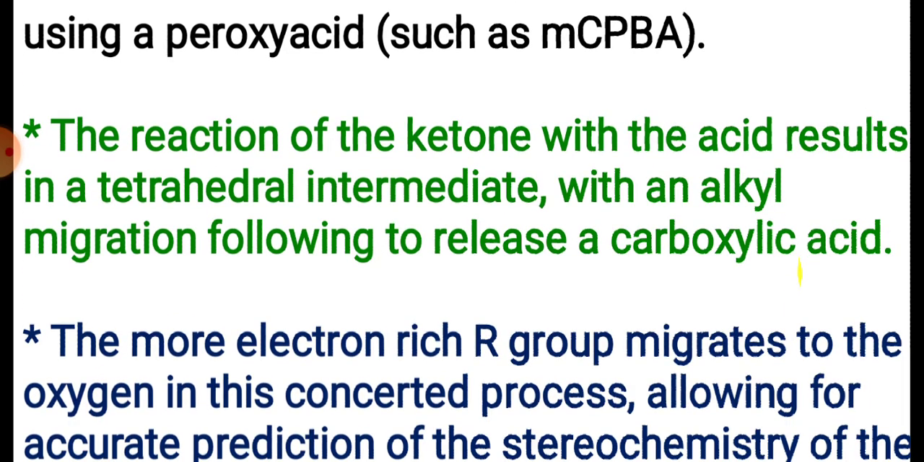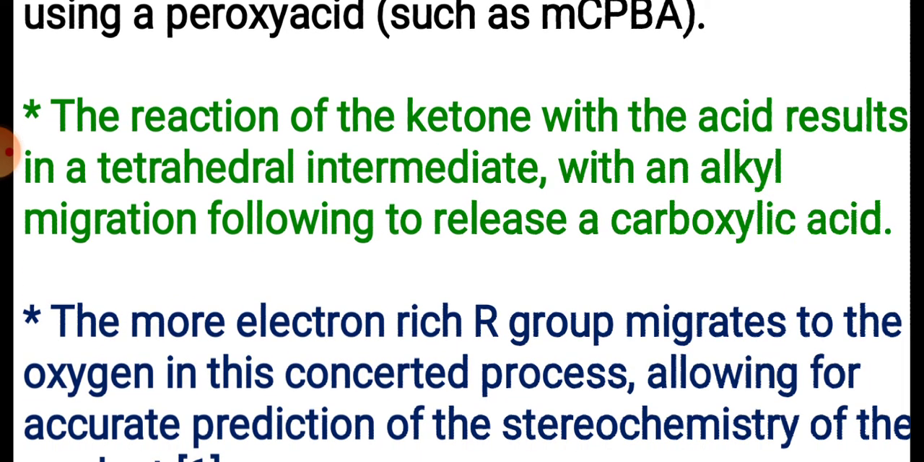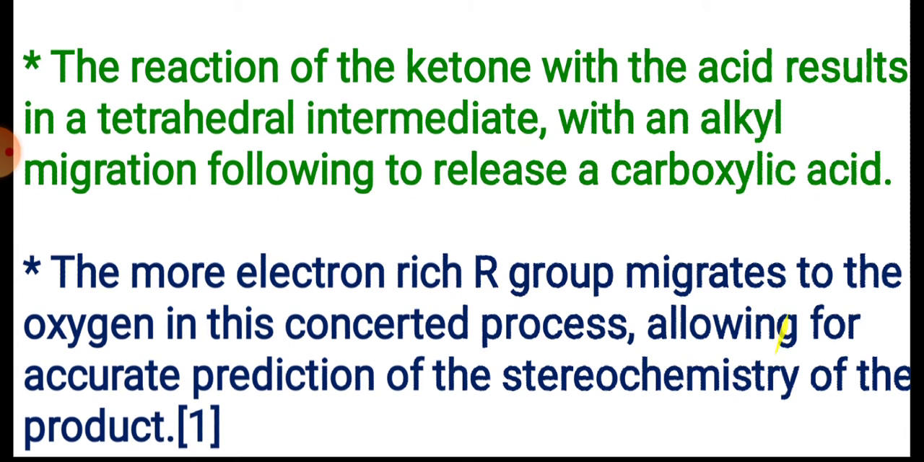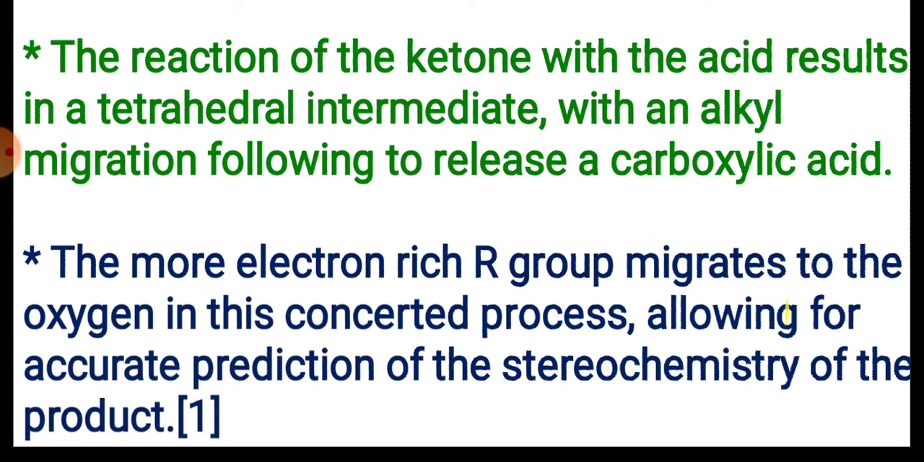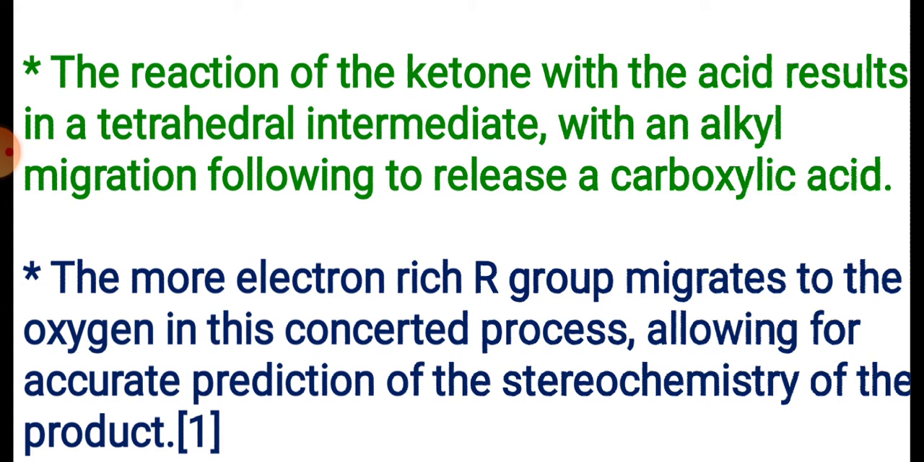The second point of this reaction is that the reaction of a ketone with the peracid results in a tetrahedral intermediate, and that intermediate, with an alkyl migration, is followed by the release of the carboxylic acid.